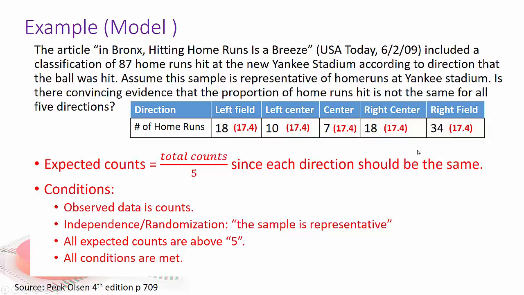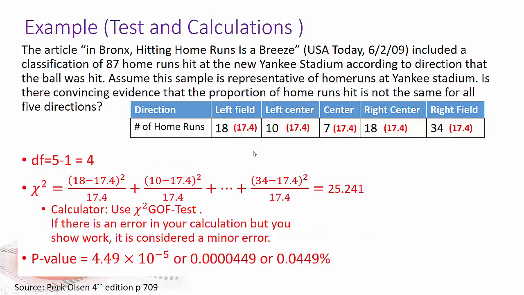Now let's start with the calculations. All right, we need degrees of freedom. There are 5 categories, minus 1, that gives us 4. For chi-squared, basically, you take your observed minus your expected squared and divide by your expected, and you add them all up.